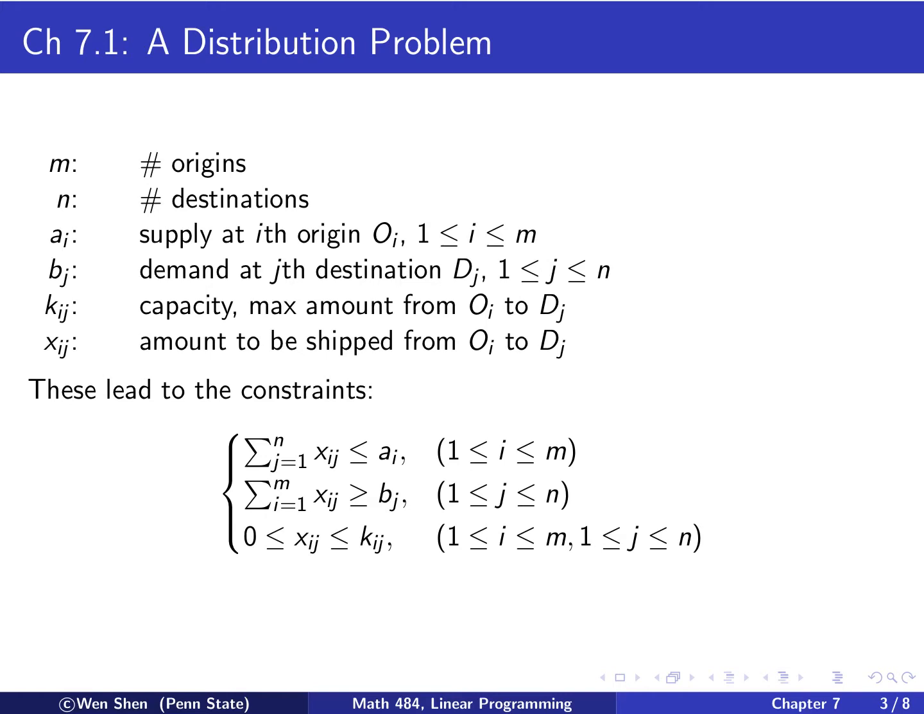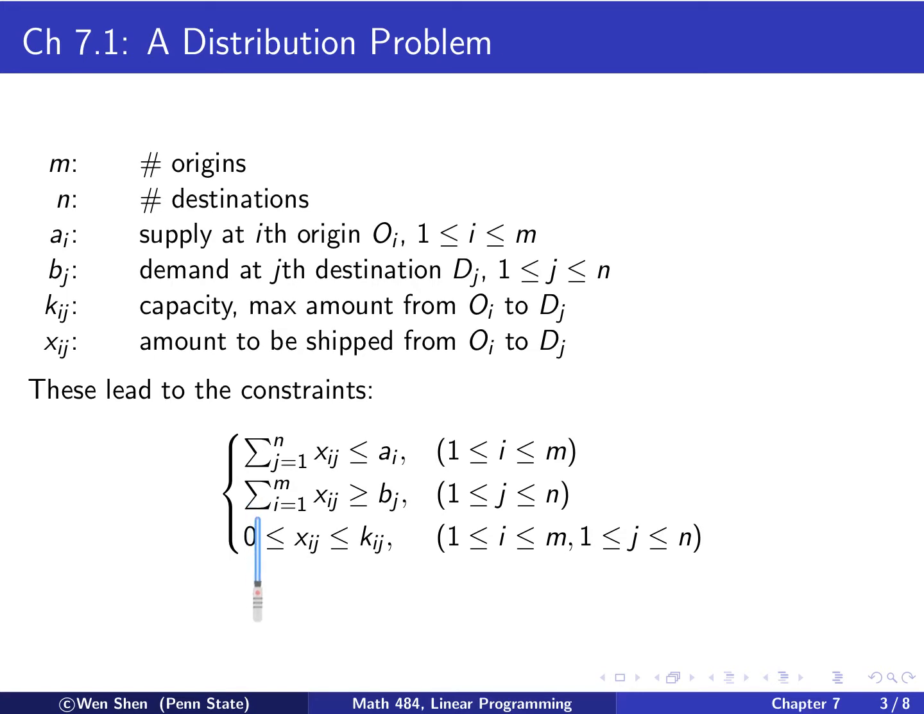With all this set up, I have a bunch of constraints. First, if I add up x_ij for a fixed i, running j from 1 to n, this becomes the total amount being shipped from the origin i. And that has to be less than or equal to the supply, which is a_i. This inequality holds for all the i's going from 1 to m. So this is a constraint coming from the limited supply.